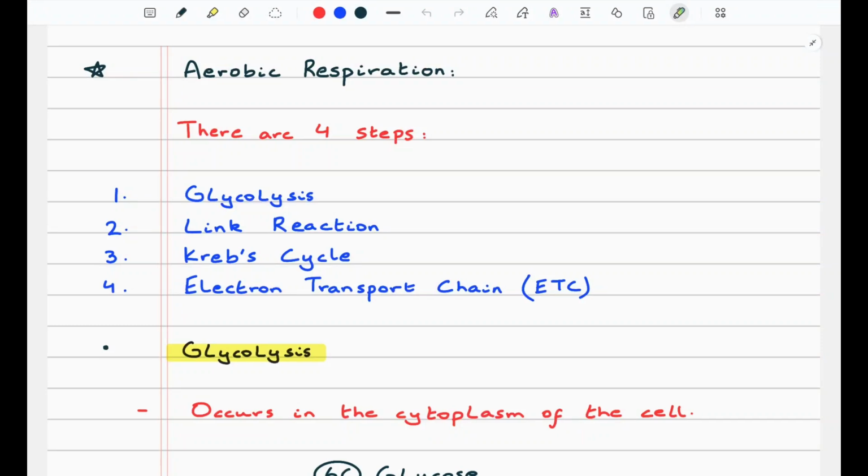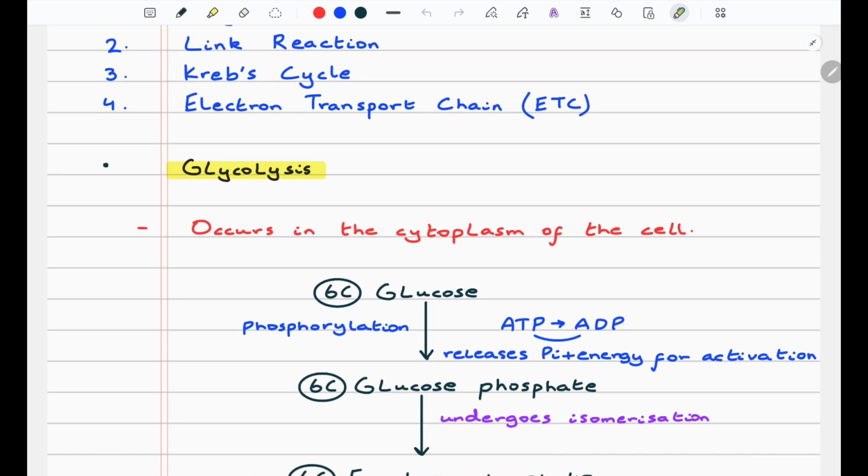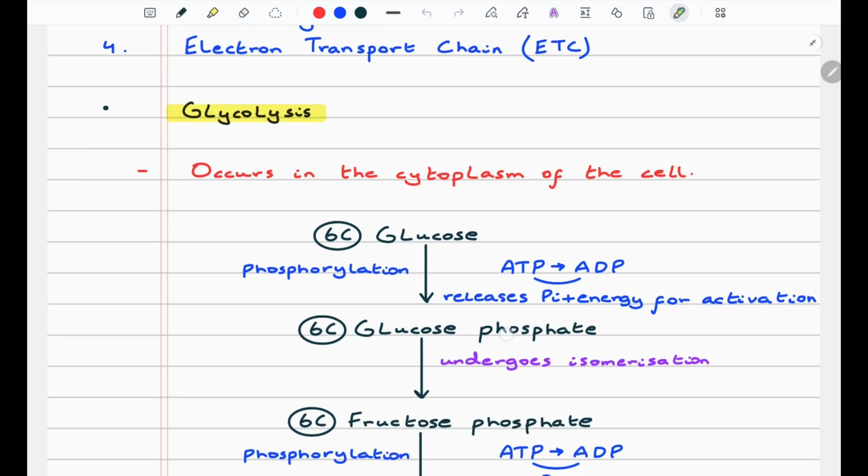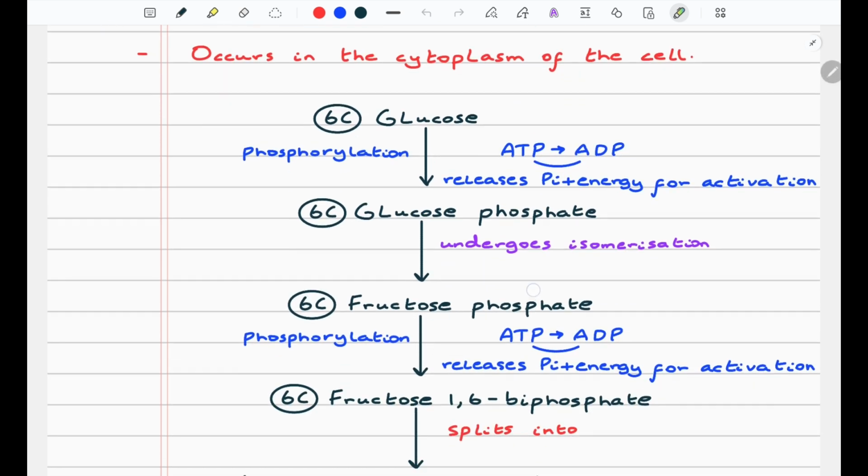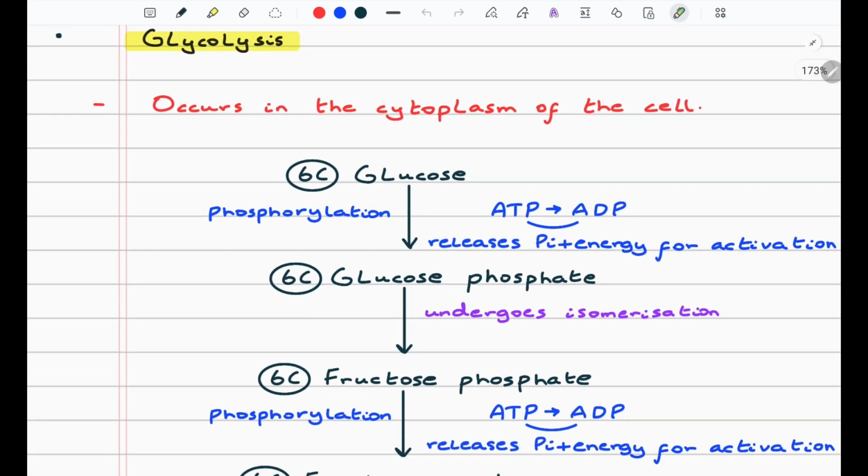So today's video is going to be about aerobic respiration. So let's start off. There are four steps of aerobic respiration, including glycolysis, link reaction, Krebs cycle, and electron transport chain. So let's start off with glycolysis. Glycolysis occurs in the cytoplasm of the cell, and there are some steps of glycolysis, so let's undergo that.